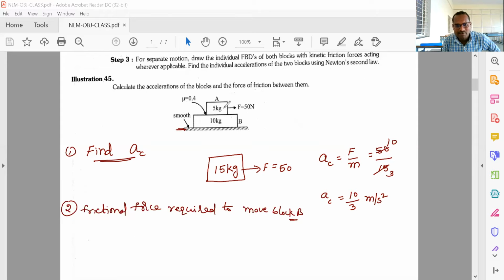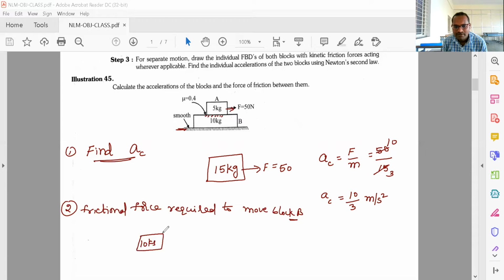When this block A is pulled with some force, there will be some friction between block A and B, and that friction will pull this 10 kg block also together, or they may slip. So for that to move, with what acceleration will they move? 10 by 3, no? With this 10 by 3, what block are we moving? The 10 kg block we are moving.